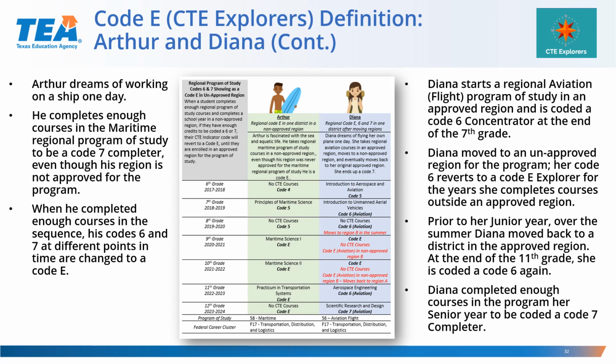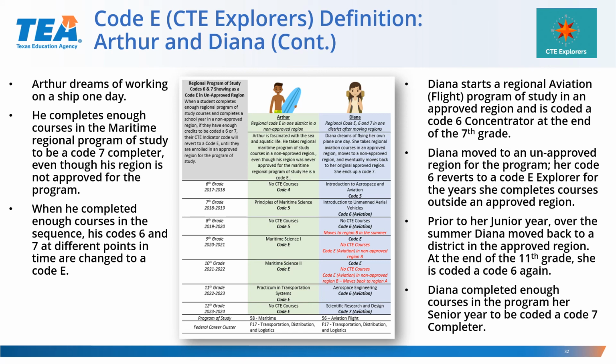In Arthur's scenario, he stays enrolled and completing courses in the Maritime Regional Program of Study, even though his region is not approved to offer that program. While Arthur passed and completed enough courses to be a Code 7, if he was in an approved region, because he's in an unapproved region, his Code 7 is reverted to a Code E Explorer.